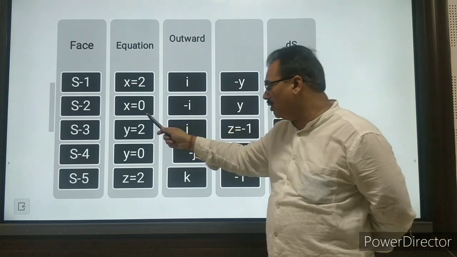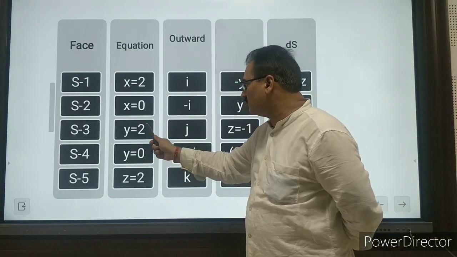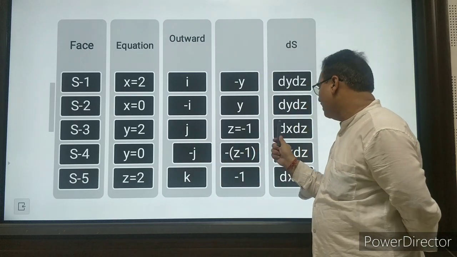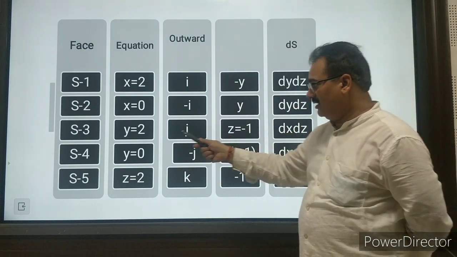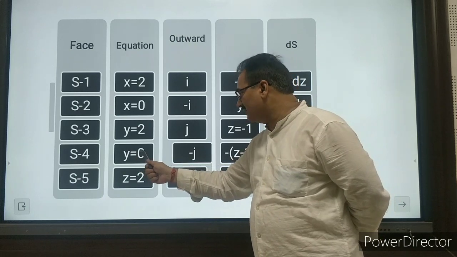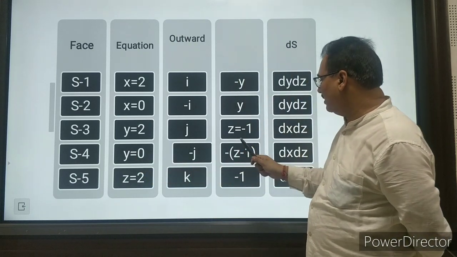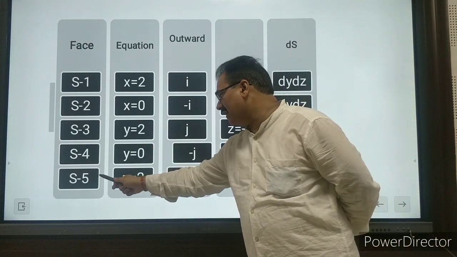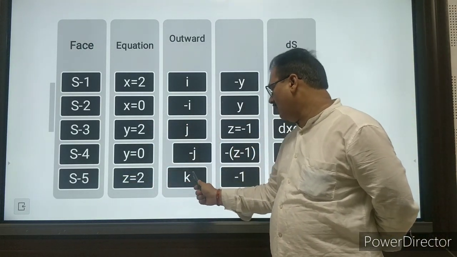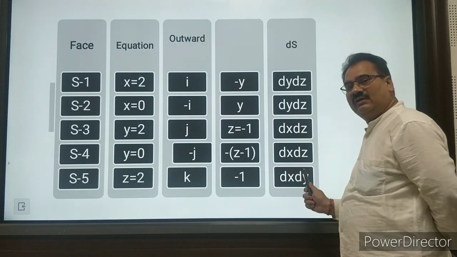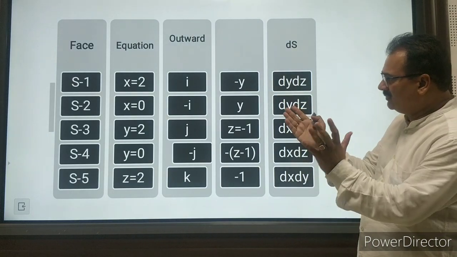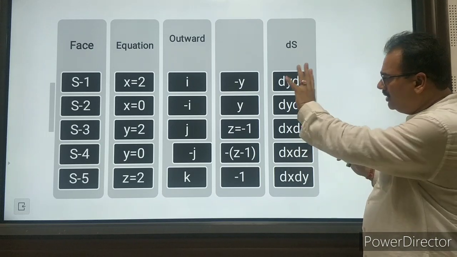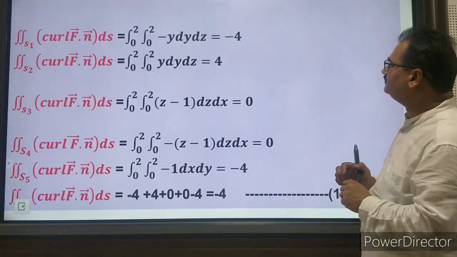Similarly, going next, S3: y is 2, given already in the problem, z minus 1, and then dx dz. S4 is also along y: y is equal to 0, minus j, and minus (z minus 1), dx dz. And the last surface is S5: z is equal to 2, k, minus 1, dx dy. If you study this with the figure, it will be clear. There will be no problem. It is quite easy to see.